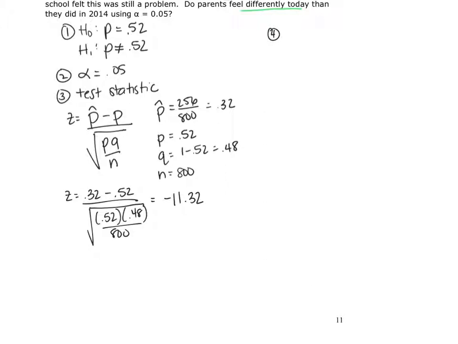Step 4, first identifying that this is a two-tailed test. And that's because our alternative hypothesis is P is not equal to 0.52. We're going to draw our picture, set up our rejection region, and find the critical values.